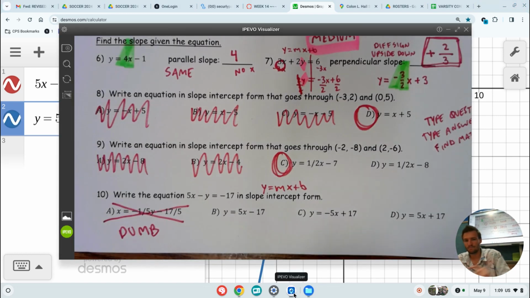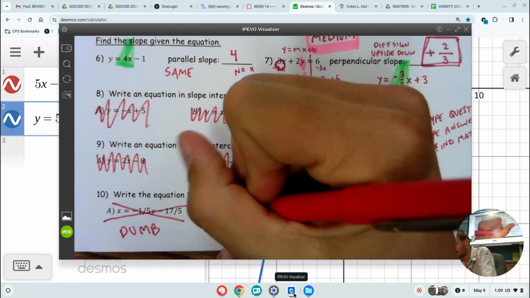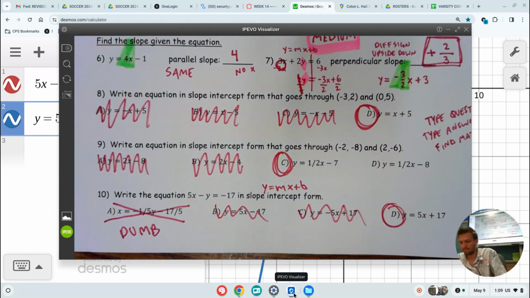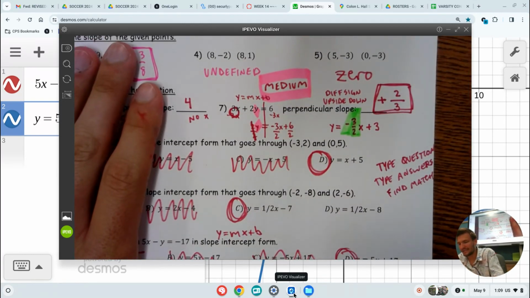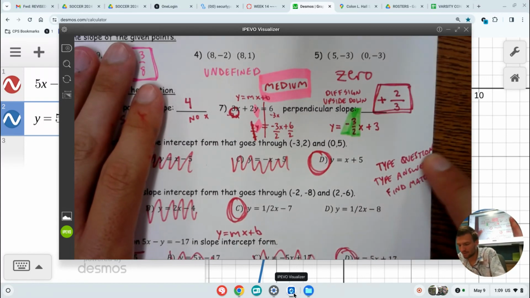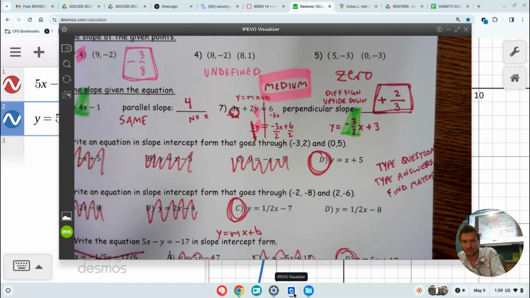And so, there we go. We got the answers. When it comes to the SOL test, if you got multiple choice, you got to get it right. Type the question, type the answers, find the match.